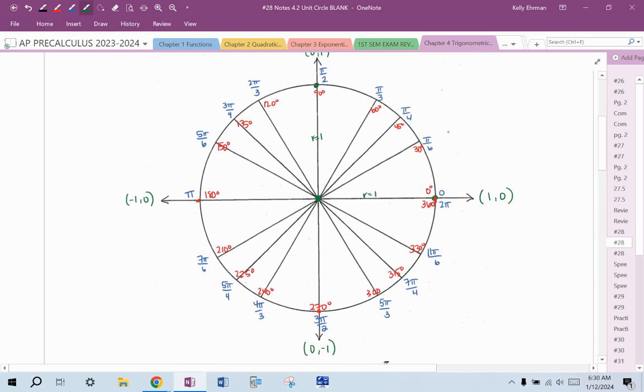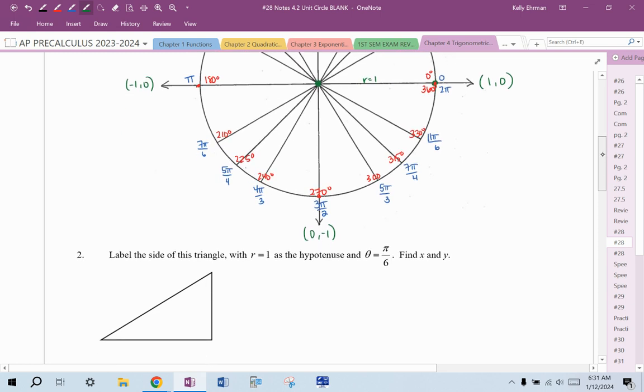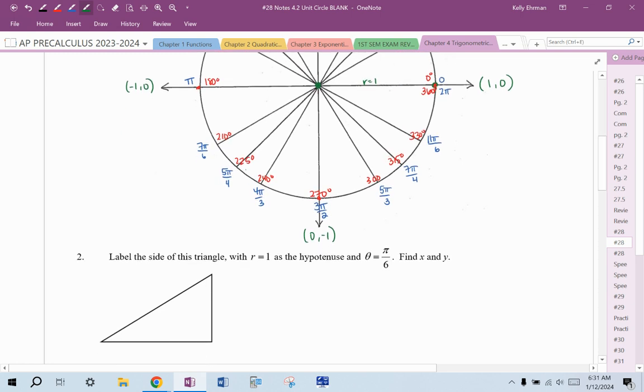We're going to work on filling in the rest of the ordered pairs, and then I'll talk about how we're going to use this circle with all of its angles and all of its ordered pairs on the next page. All right, so step 2 says label the side of this triangle with r equals 1 as the hypotenuse and theta equals pi over 6. I want that to go right here.